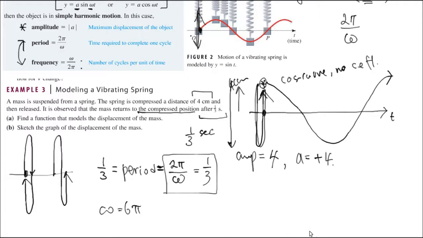So how does the motion look? y equals 4 times cosine of 6 pi t. If you sketch that, I think that's it. The function is this, and you can sketch it. You practiced it a lot last time.